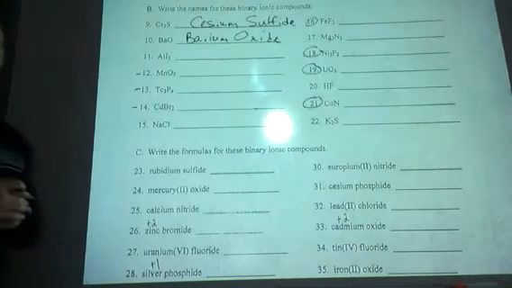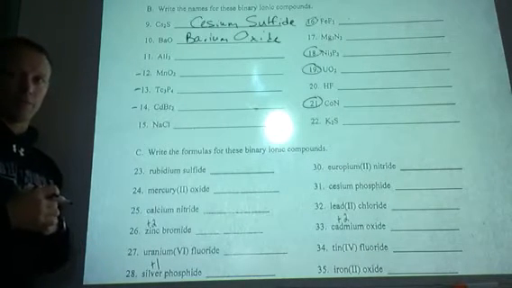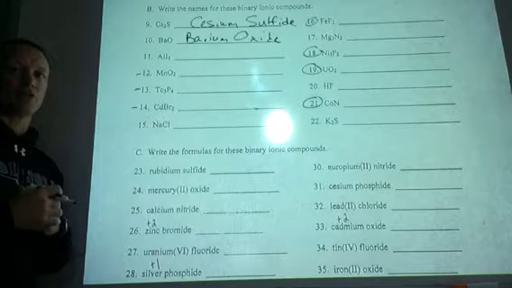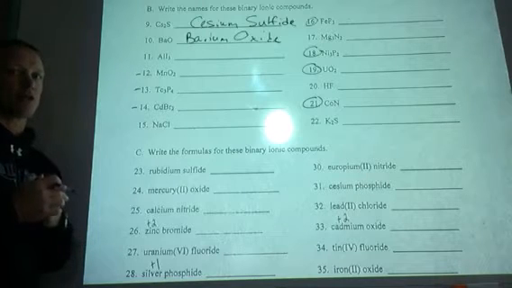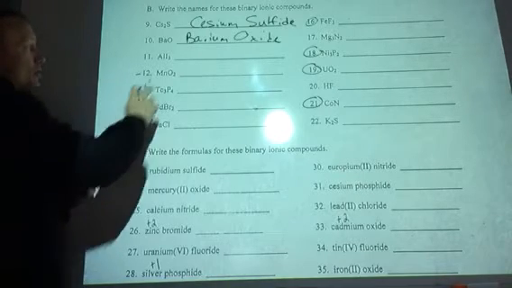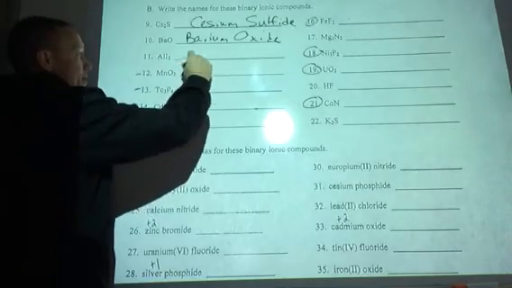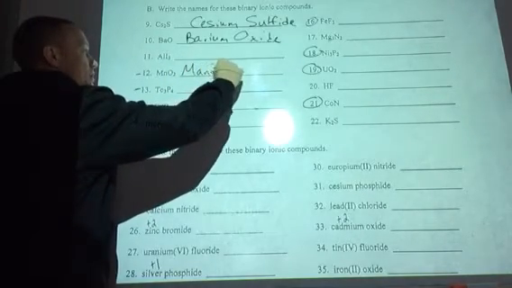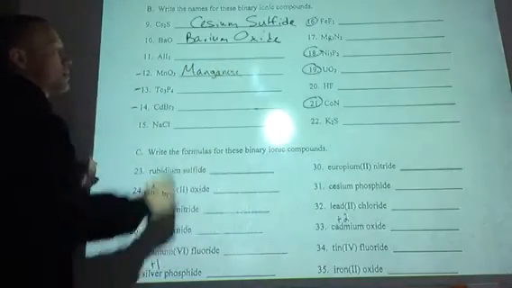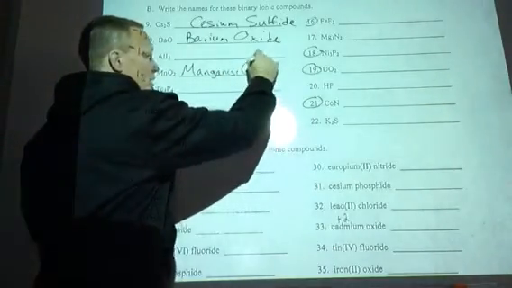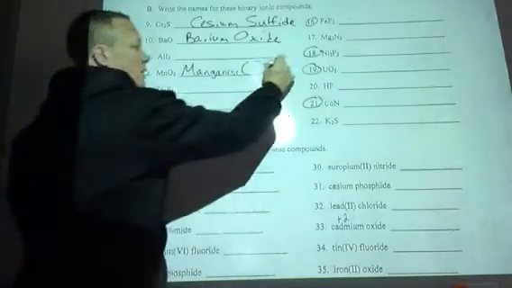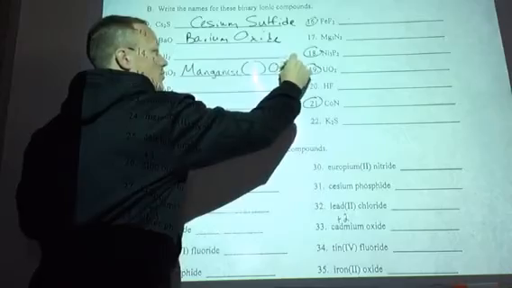Those all have something in common. Those all would need a Roman numeral with them because the first element is a transition element. So we have to tell what charge is on that transition element. So let's do some of those. So Mn is manganese. Okay, and O is oxygen. I'm going to leave a space to put the Roman numeral in there. So it becomes manganese oxide.